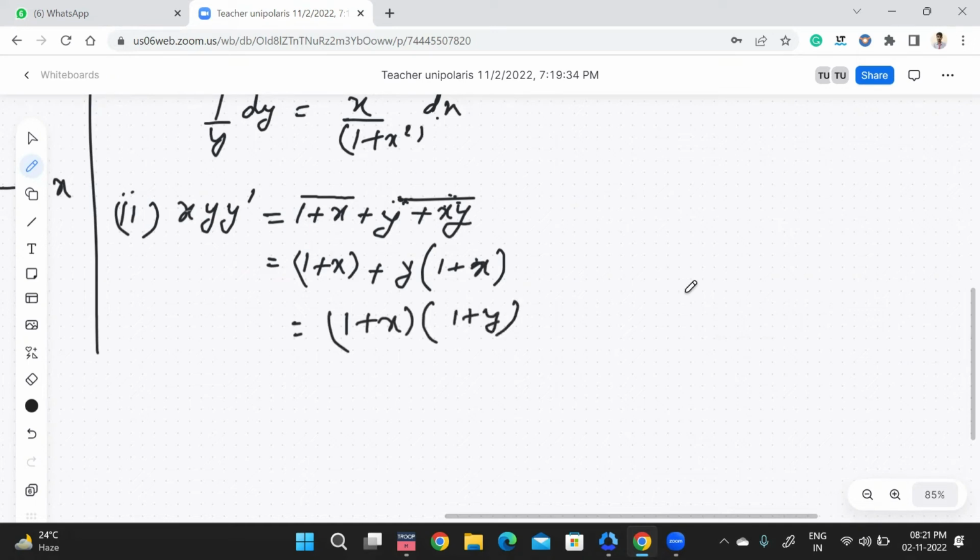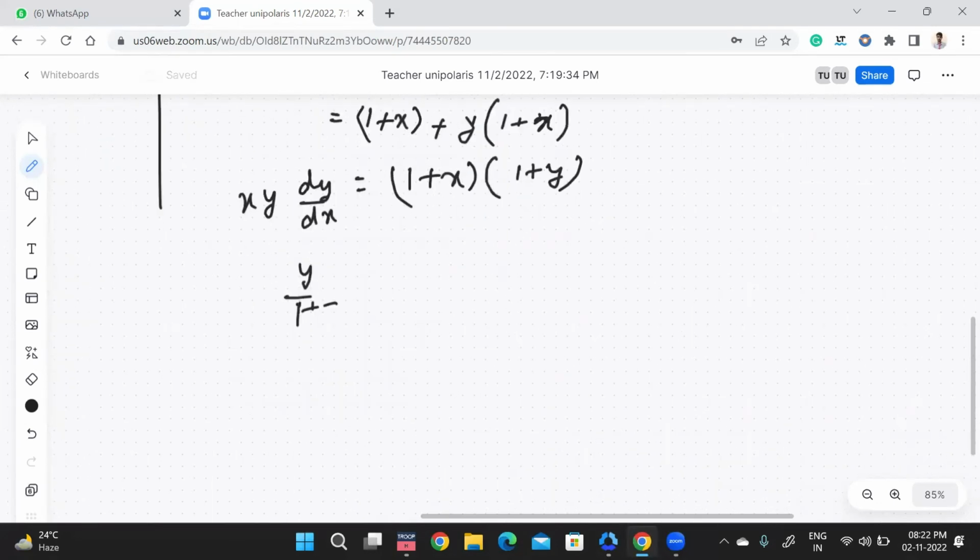Now it's in factored form, so we can directly separate the variables. Here we have xy dy over dx, so we get y over 1 plus y dy equals 1 plus x over x dx. So now, how can you integrate it?